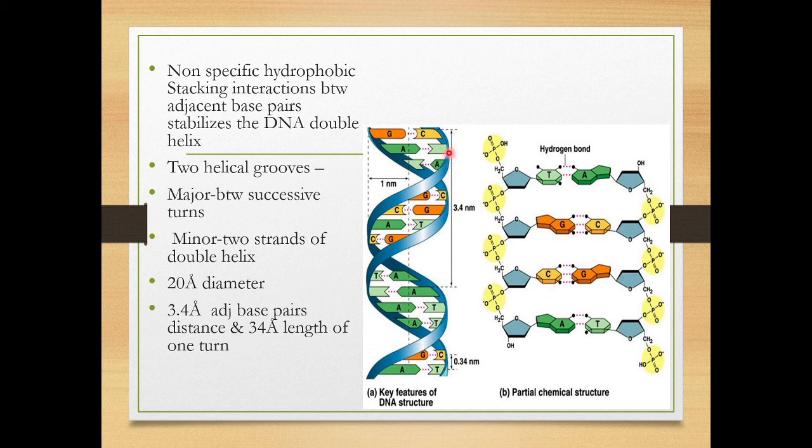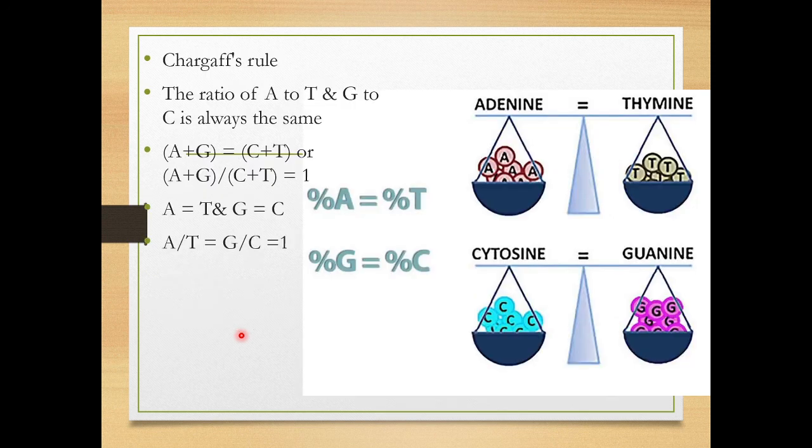And the length of one turn is about what? 34 angstrom. One turn is about 34 angstrom, or 3.4 nanometer. So actually in this 3.4 nanometer or 34 angstrom length of one turn of DNA, you can see 10.5 base pairs. 10.5 base pairs are there.